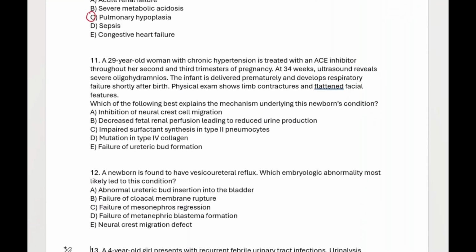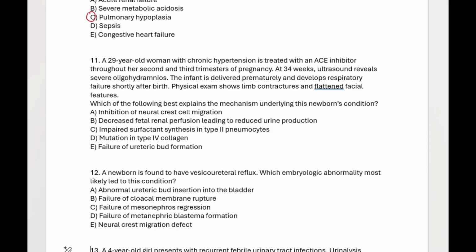A 29-year-old woman with chronic hypertension is treated with an ACE inhibitor throughout her second and third trimester of pregnancy. At 34 weeks, ultrasound reveals severe oligohydramnios. The infant is delivered prematurely and develops respiratory failure shortly after birth. Physical examination shows limb contractions and flattened facial features. Which of the following best explains the mechanism underlying this condition?